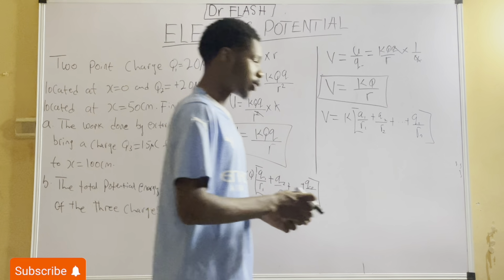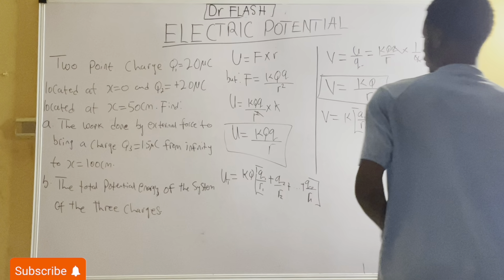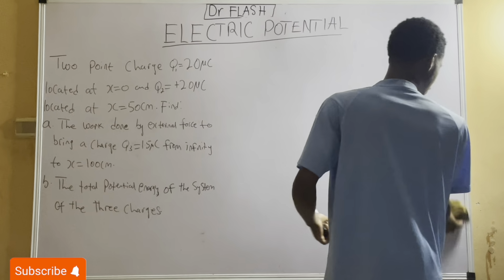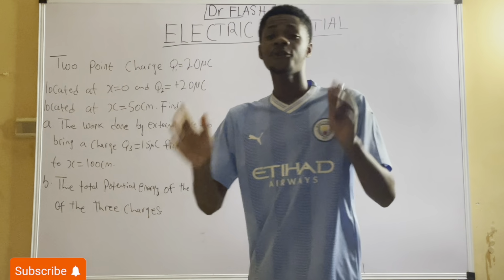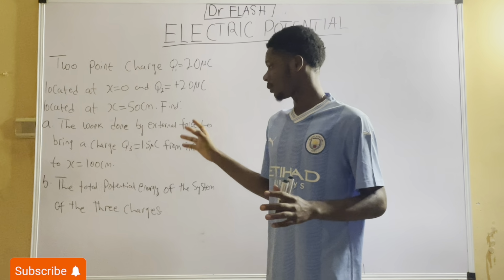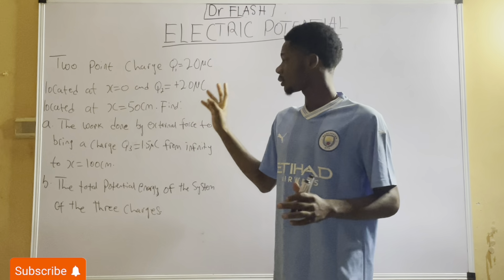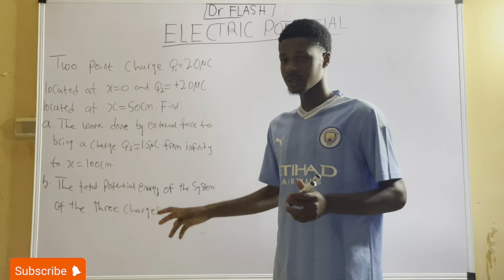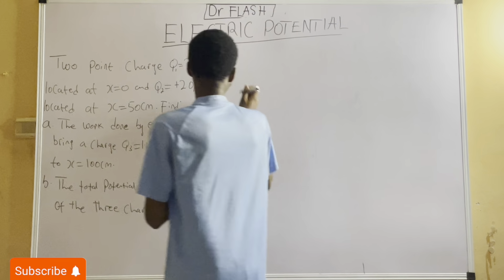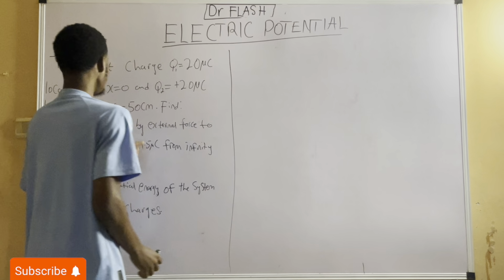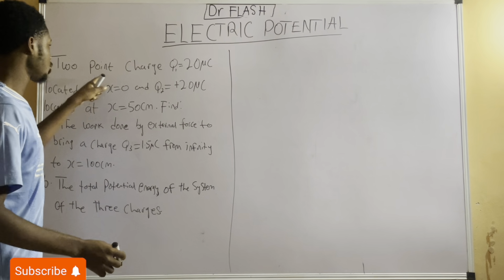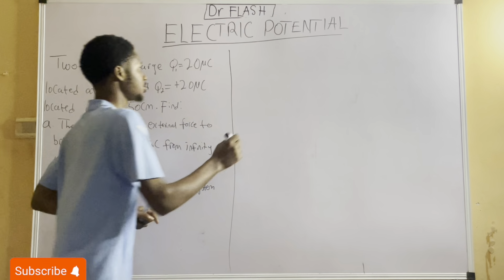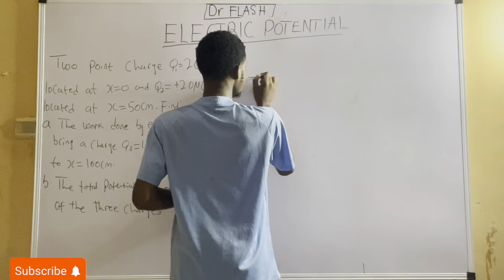Now let's attempt this problem with what we just derived or explained on the board. First things first, we might want to draw a diagram on this problem. This diagram will help depict or visualize what we're having in this system because we are given coordinates. So what you want to do first is draw a diagram. The diagram says two point charges, Q1 of 2 microcoulomb, located at x equal to 0, that is at the origin. So we're going to have something like this.